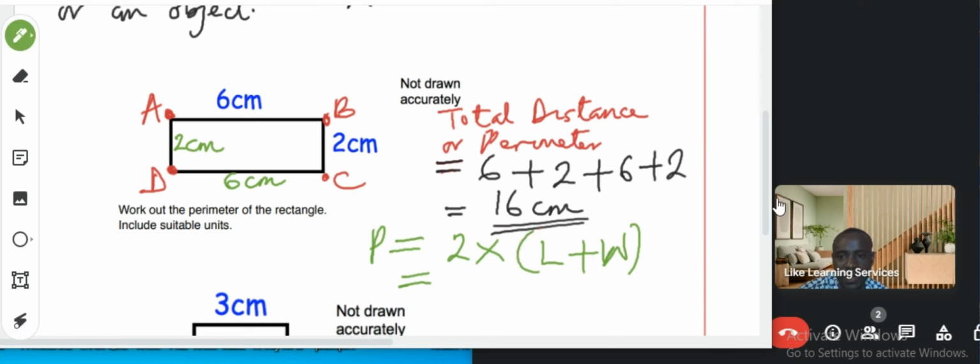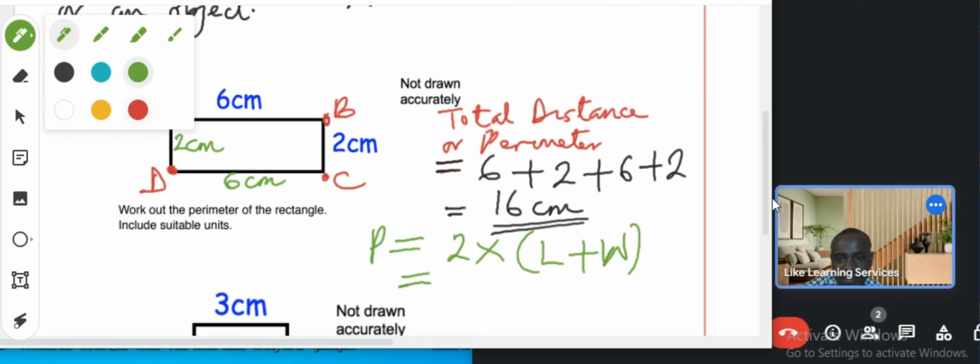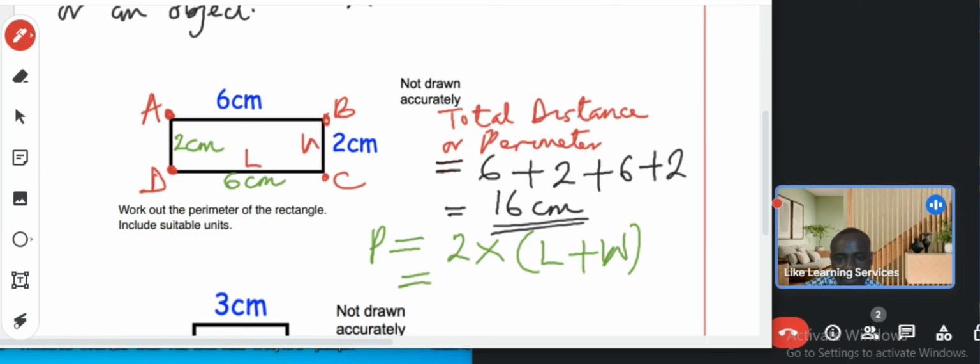Okay, so now L is the length. W is the width. Or you can start with any one. All you just need to do is add up the length and the width, and then you multiply it by 2. The reason is that you have length in 2 places and you have width in 2 places. That's why we do that. So can we use this formula and see if we get the same answer? That will be 2 times, what's the length and the width? Let's add them up.